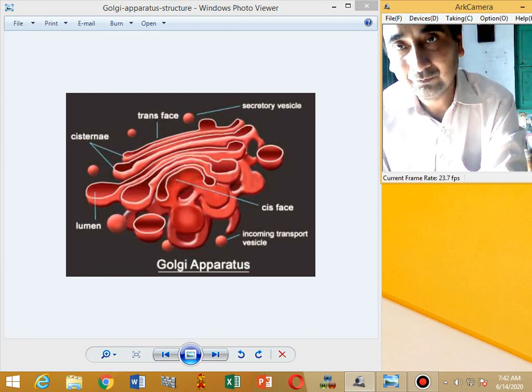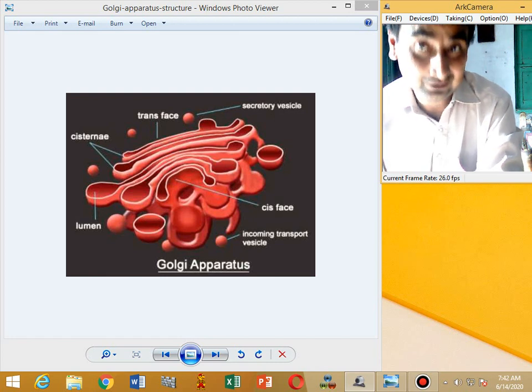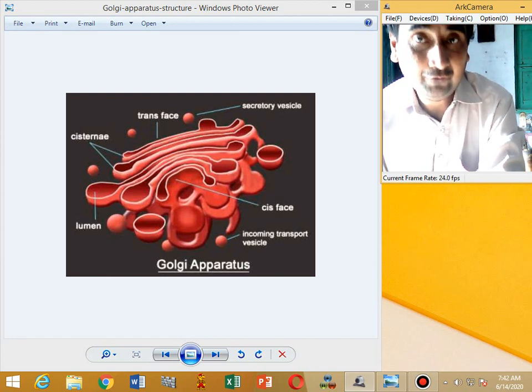Finally, the Golgi apparatus is thought to be moving from the outer to the inner face, that is, from the convex to the concave face, or from the forming to the maturing face.